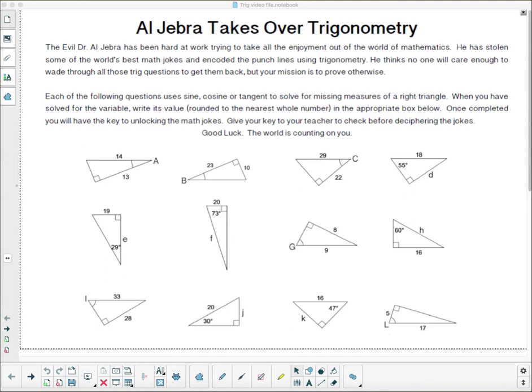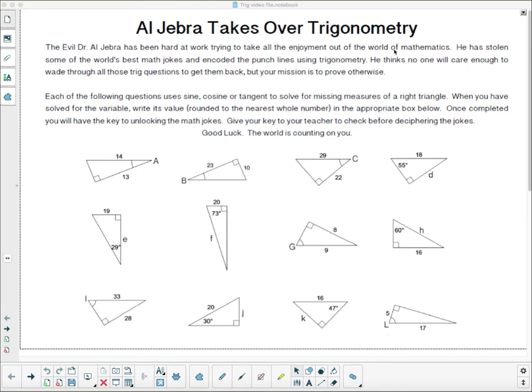3C. You're going to be working on a trigonometry worksheet today, and it is another one of the puzzles. We did one before, which I don't think very many of you finished. But I'm going to go over this to make sure you know exactly what you're doing. So let me read this to you.